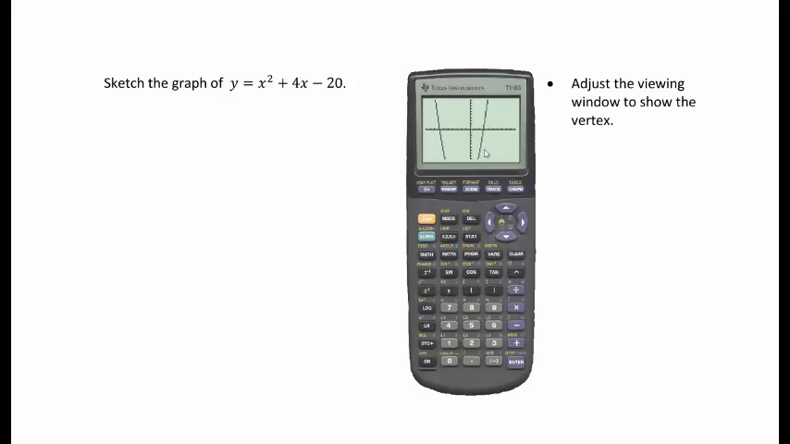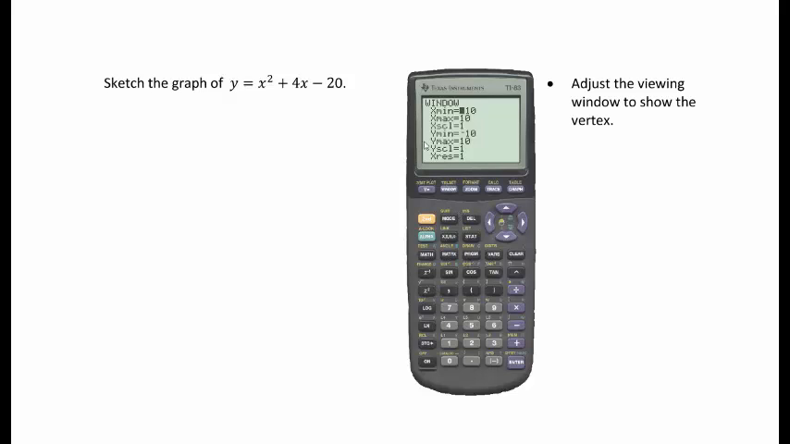So we want to expand the screen, and so we're going to use the window button. The window button, it's up here on the top row, second button, brings up the settings for how big the screen is, how much it's zoomed in or zoomed out. So right now, everything is set to 10 units from the origin.